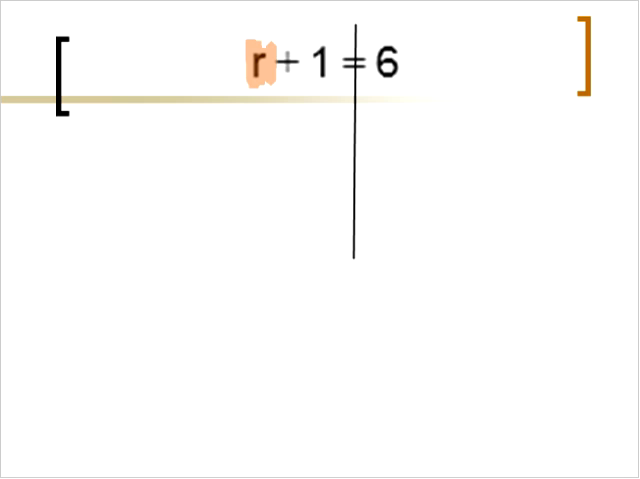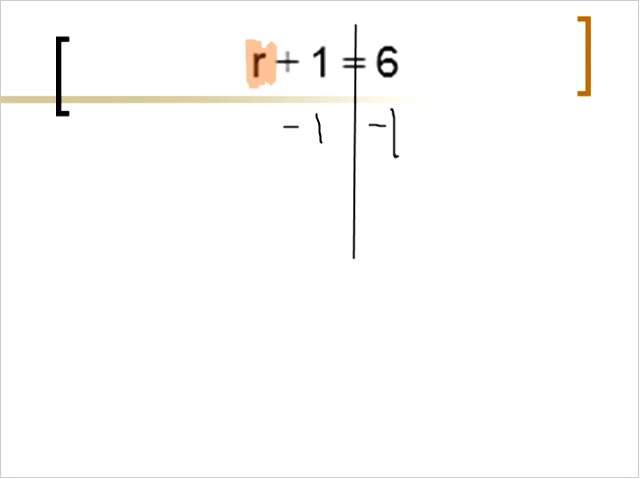So in this case we have a plus 1 here. And to undo a plus 1 or use the inverse of that, we think of the opposite. So the opposite of adding is subtracting. So we would subtract 1 from both sides because we want to think of it like a teeter-totter.